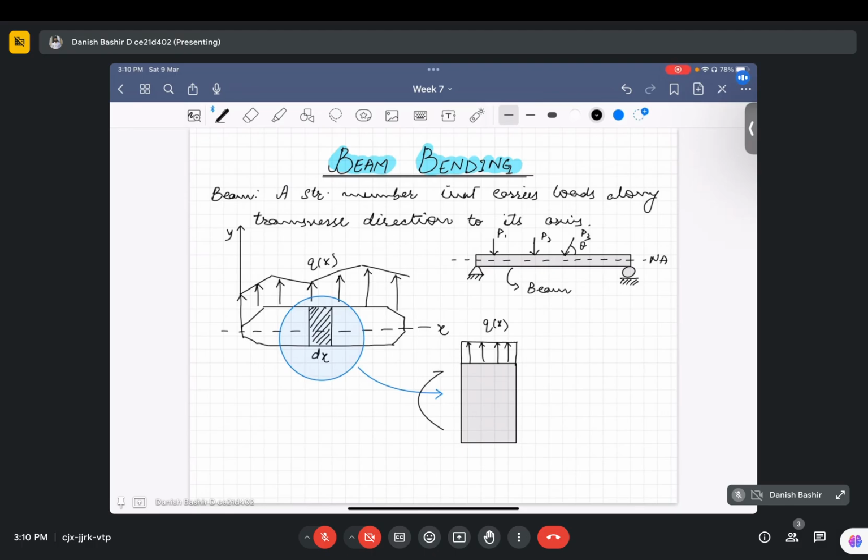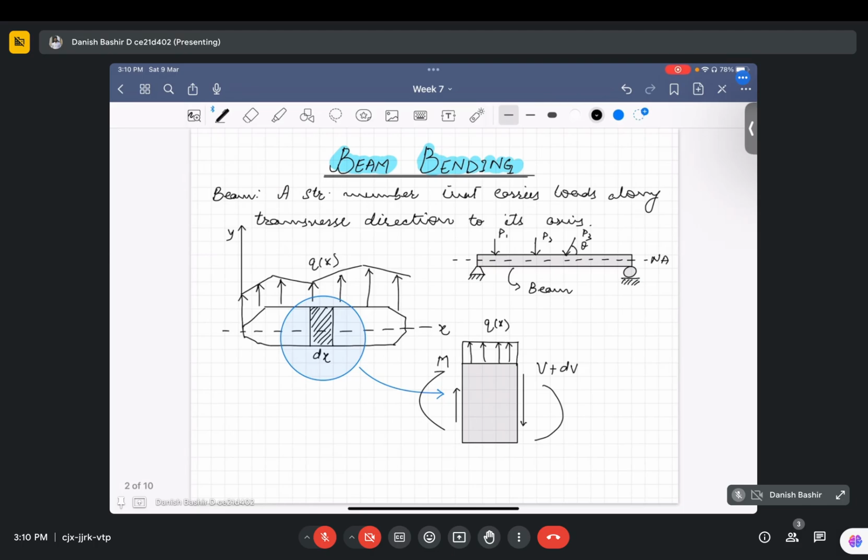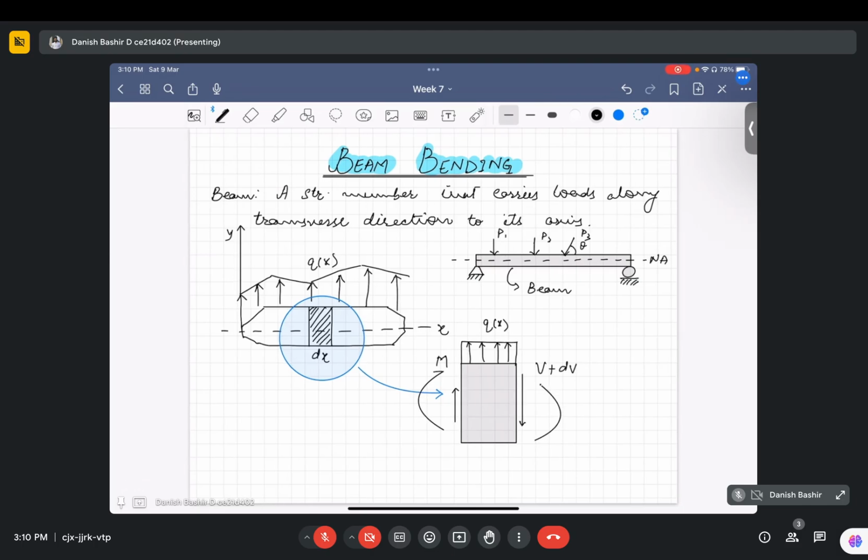From this side, the moment will be like this and the shear force will be like this. You already know these things from simple bending theory. And if we move to the other side, there will be an incremental increase, V plus dV in shear force, and the same in the bending moment, M plus dM. Before going forward, we have to choose the sign convention.